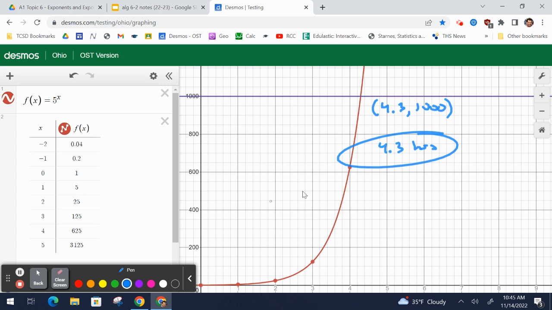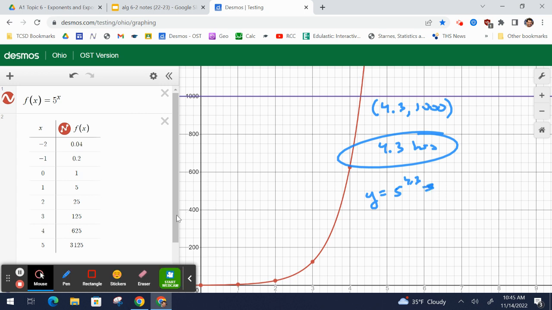Now, we can check this, right? This is just an estimate. We can check this by plugging this in for x. So if we do y equals 5 raised to the 4.3 power, we can check this in Desmos to see what it comes out to be. It should be really close to 1,000.